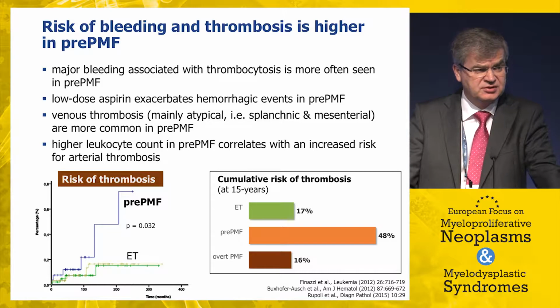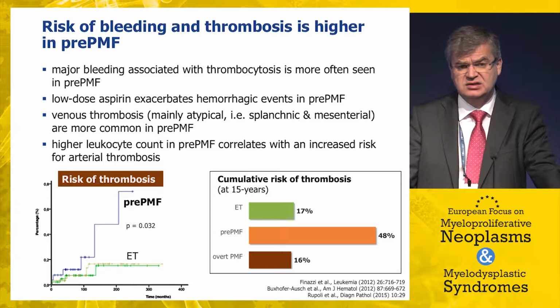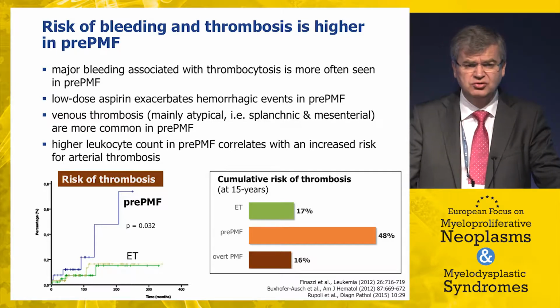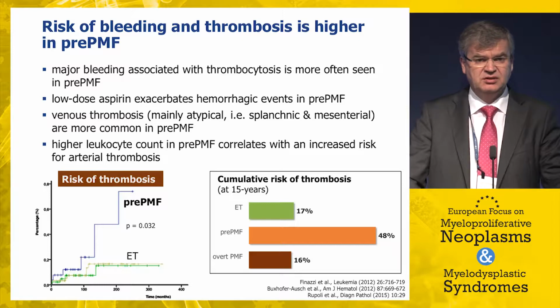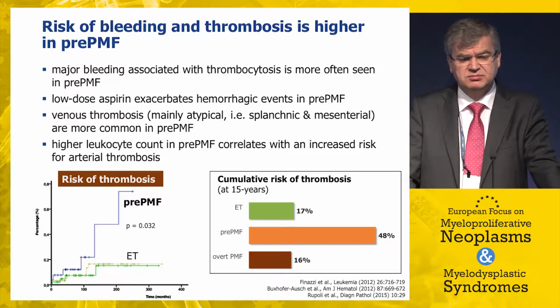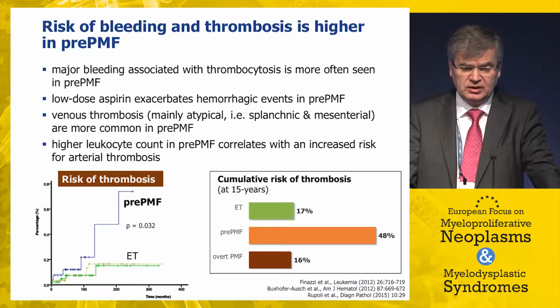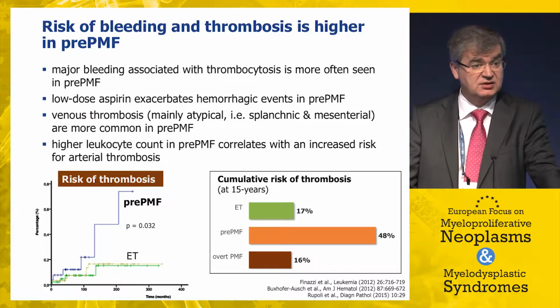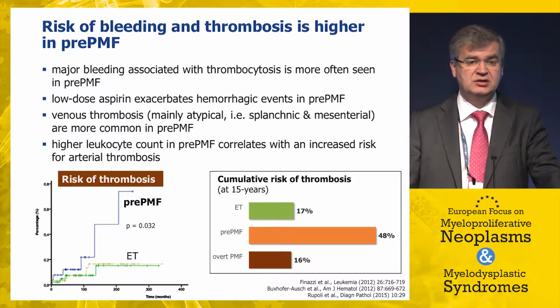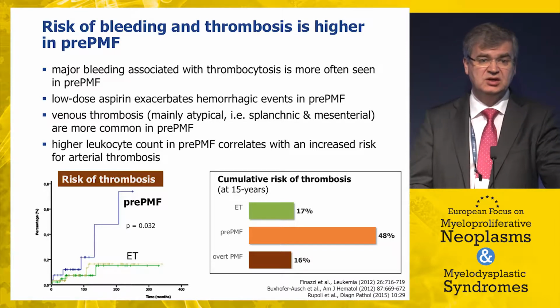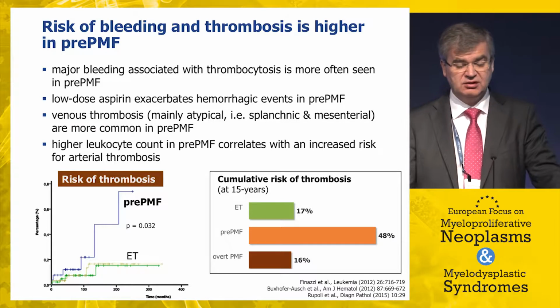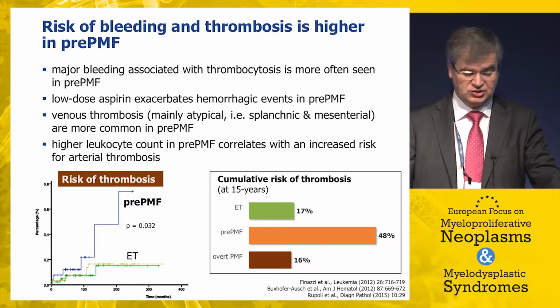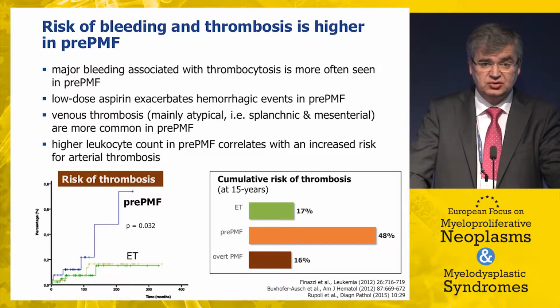Cases which have a typical presentation of thrombosis, that means splanchnic vein thrombosis, mesenteric thrombosis, these cases, in most cases, belong to the group of prePMF or even PV, but it's relatively rare to see an ET patient presenting with this atypical presentation of thrombosis. And we have learned that high leukocyte counts clearly correlate with the risk of thromboembolic complications. So that makes sense to include this feature in the clinical criteria, in the list of the minor criteria. So overall, the risk of complications is much higher in prePMF than in essential thrombocythemia.